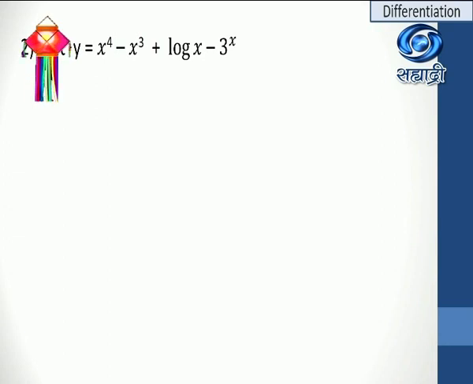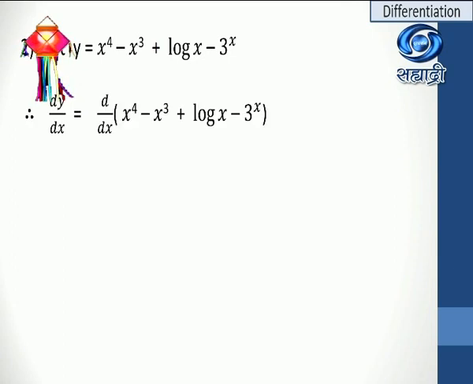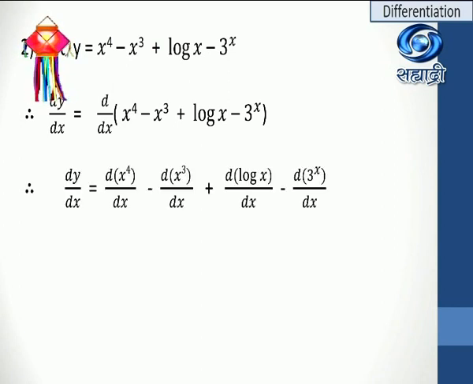For example, let y is equals to x raised to 4 minus x cube plus log x minus 3 raised to x. Therefore, dy by dx is equals to derivative of x raised to 4 minus x cube plus log x minus 3 raised to x with respect to x. By using rule, we can write dy by dx is equals to derivative of x raised to 4 with respect to x minus derivative of x cube with respect to x plus derivative of log x with respect to x minus derivative of 3 raised to x with respect to x.